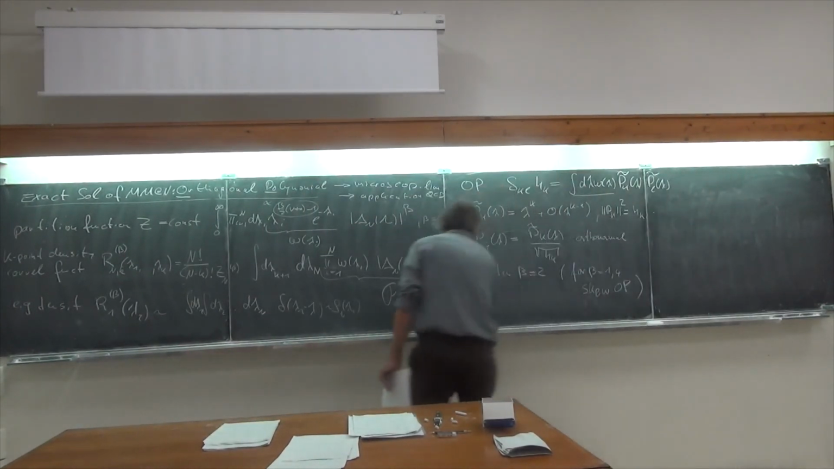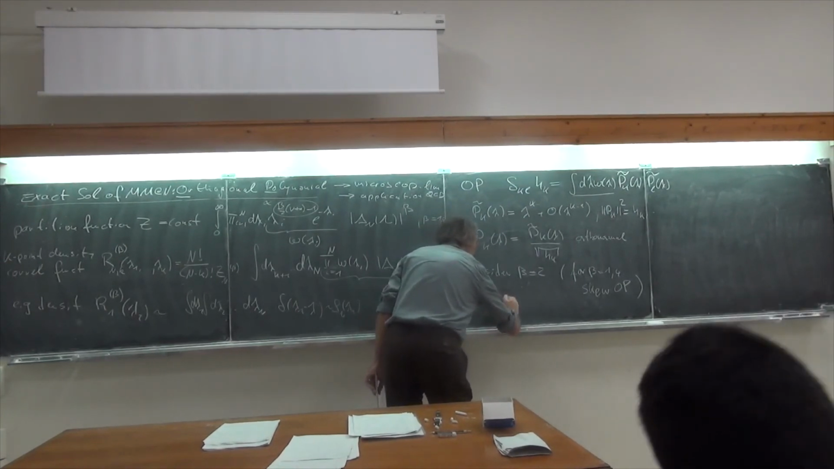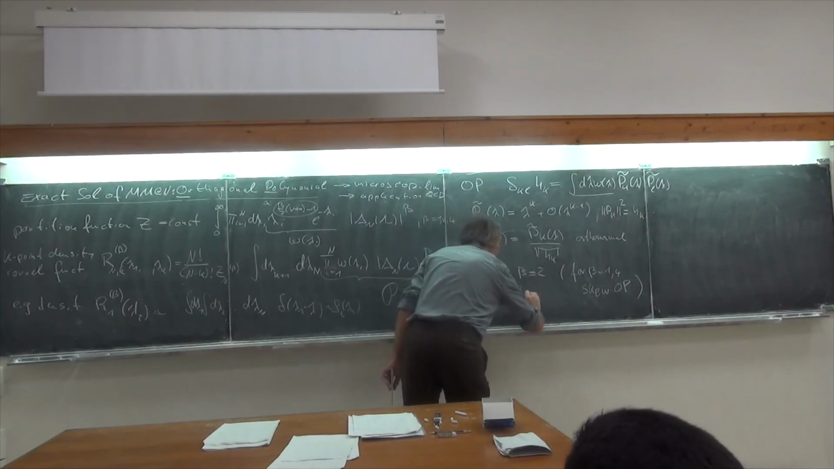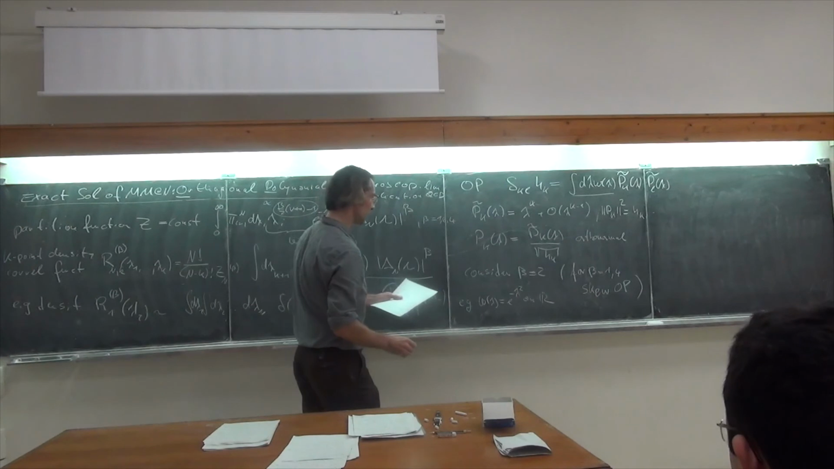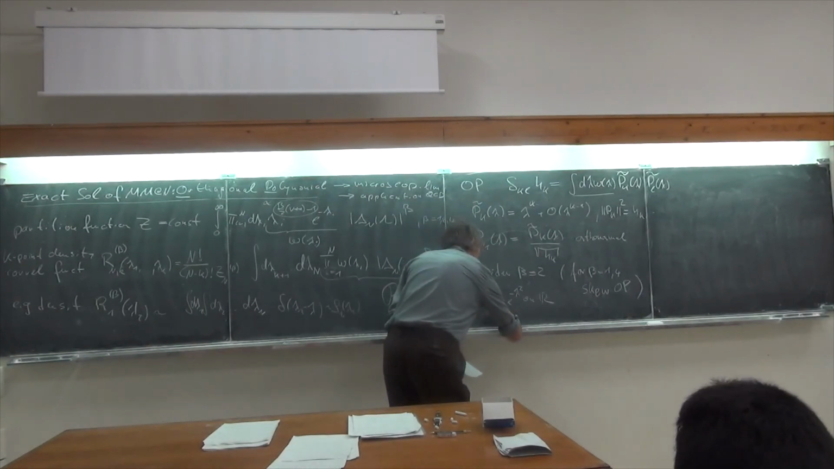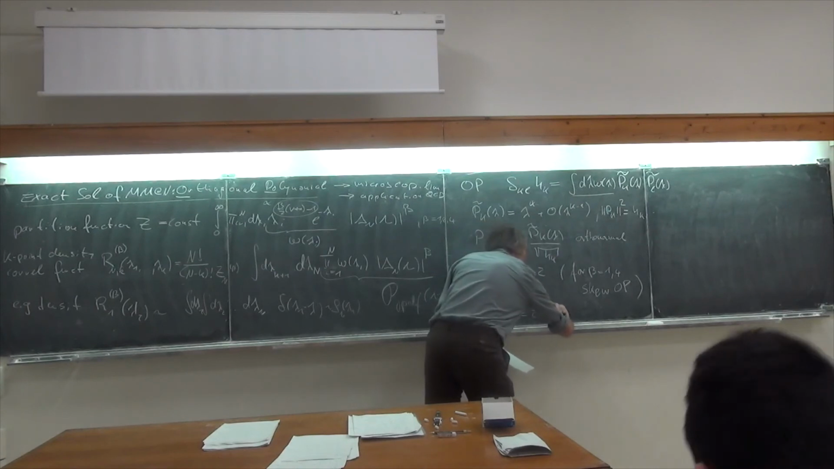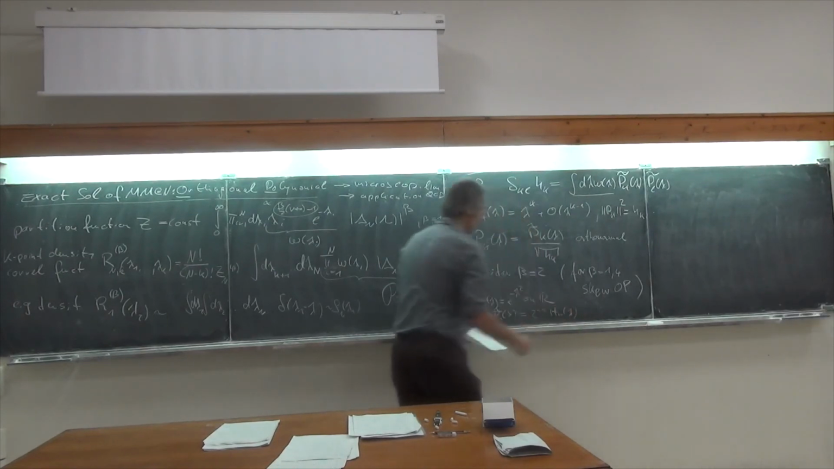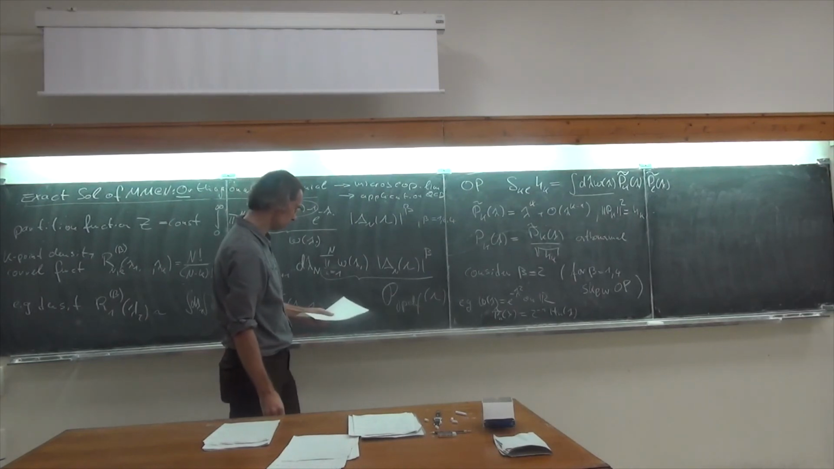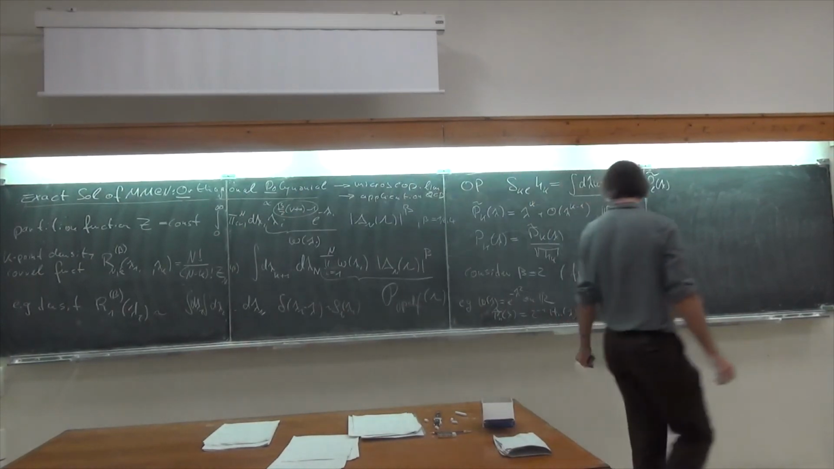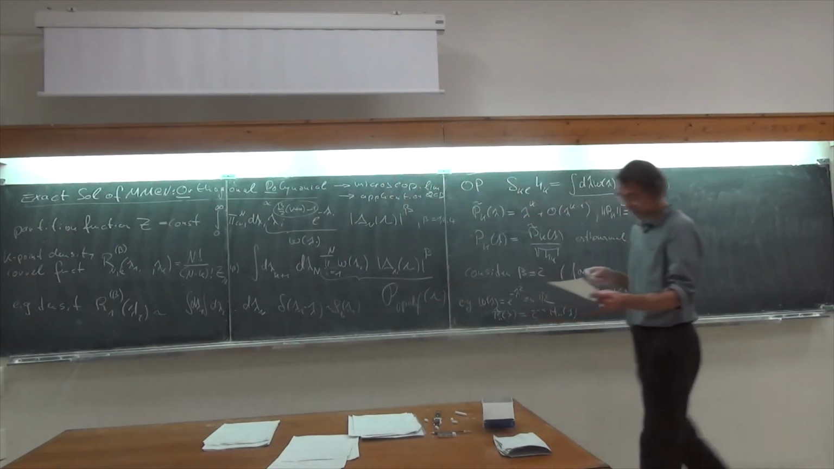E.g., with weight e to the minus lambda square on R, then we have that P_n of lambda is just the Hermite polynomial H_n of lambda. Likewise, you can see that the Laguerre polynomials are orthogonal polynomials with respect to this measure here on R plus.